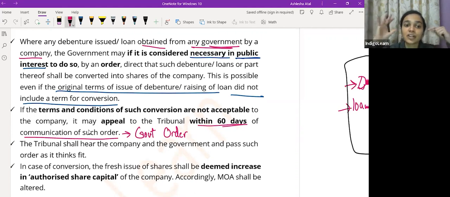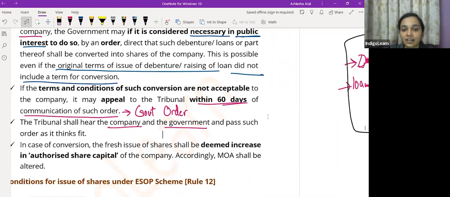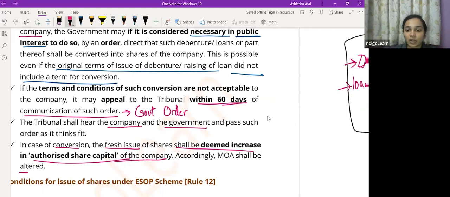if it is not satisfied with the terms and conditions of conversion, and then the tribunal will hear both the sides. They will hear the company and the government, and then tribunal will pass orders as the tribunal deems fit, and whatever is the order of the tribunal shall be binding on both the company and government. And in case of conversion, the fresh issue of shares shall be deemed increase in authorized share capital of the company, and accordingly MOA shall be altered.